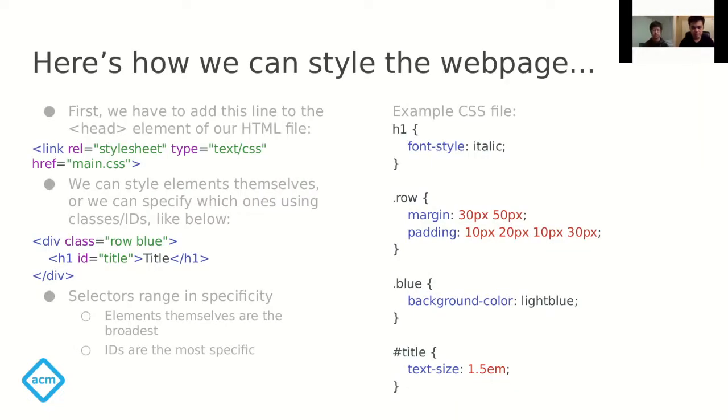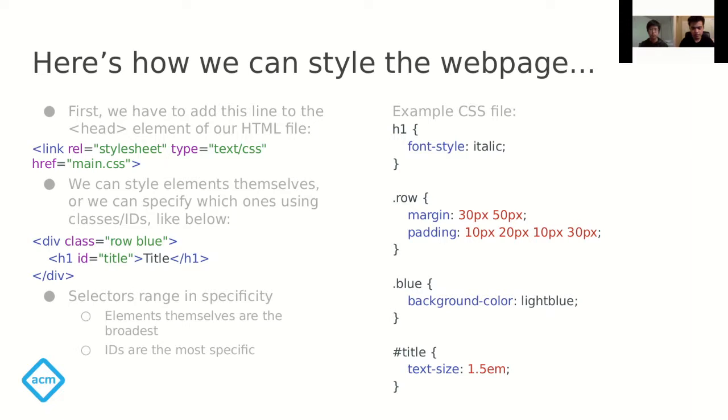Okay, so how do we style the web page? First, we have to import a style sheet. You can also do inline styles, but that's not really a preferred way of doing it. For example, you have a style property in the div tag, and then you can define the styles there. But in general, for good practices, we should define a style sheet called main.css or anything that you like to name it, and we have to place it in the head element of our HTML file.